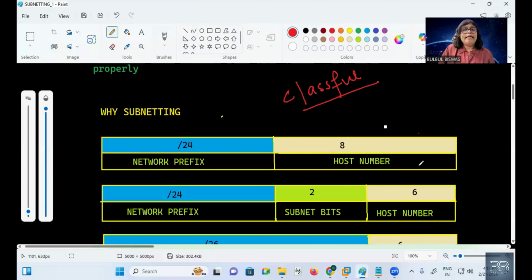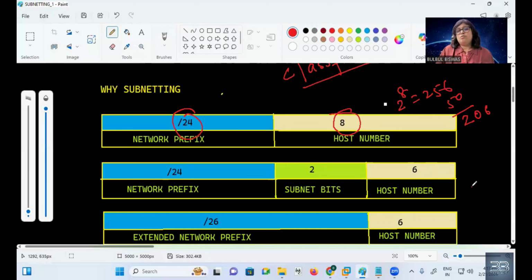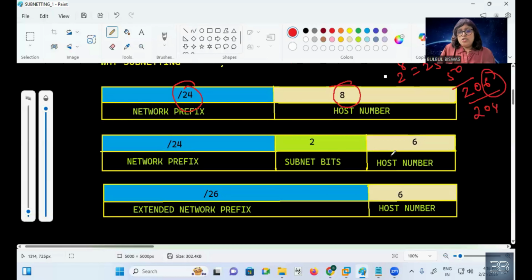You see, if I take a class C IP address, 24 bits are in the network and 8 bits in the host. So if I calculate the hosts for this network, 2 to the power 8 is 256 hosts. Suppose an organization needs only 50 IP addresses. That means 206 hosts are wasted. Among the 206, of course, we can use 204, but two hosts we cannot use, that is the NID and the BID. So you can see that 204 host IP addresses are wasted.